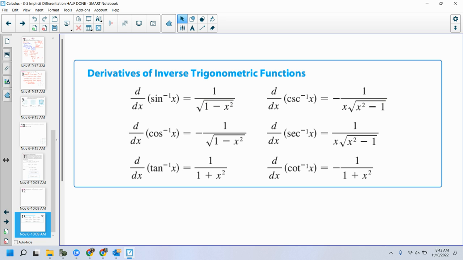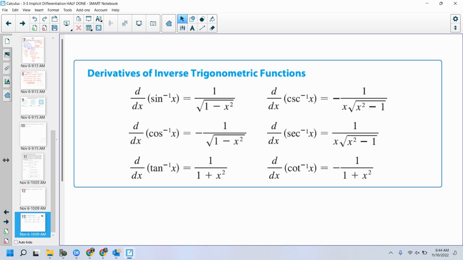Now, the derivative of inverse tangent takes away the square root in the bottom. 1 over 1 plus x squared. The derivative of inverse cosecant has that same look to it with the 1 over square root of x squared minus 1. But they tack on an x there. And remember, the co-functions were all negative. Right? Just like we had said with the derivatives of regular trigonometric functions, the derivatives of inverse trigonometric functions follow some of the same rules. Okay? So the co-functions are all negative.